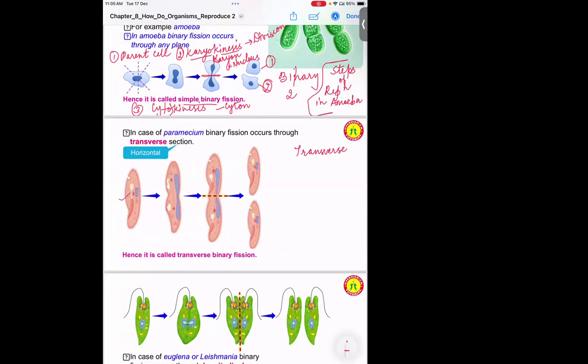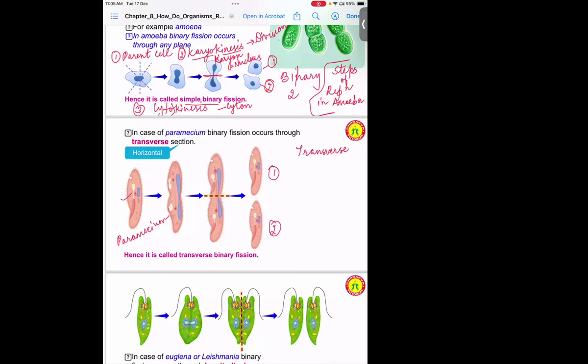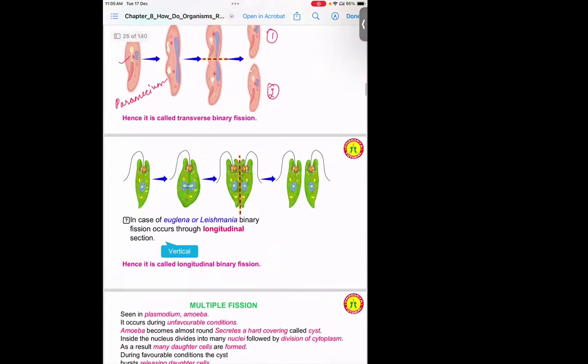So you can see here, this is a paramecium. This paramecium will be dividing from the center, and the nucleus the same way. The nucleus will be dividing, the cytoplasm will be dividing, and ultimately at last we will be getting two paramecium. Then the other example we have is the Leishmania, or we can say the Euglena.